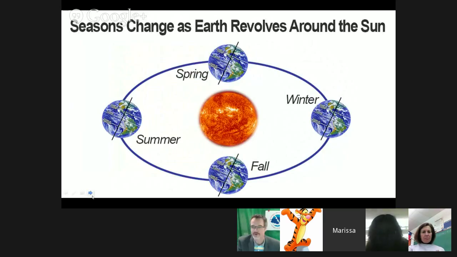The Earth's tilt axis remains constant, but the Earth has a couple of movements. It rotates on its axis. That's why we get night and day, as you turn away from the sun and towards the sun. But the other movement of the Earth is called revolution, and that's the Earth revolving around the sun.